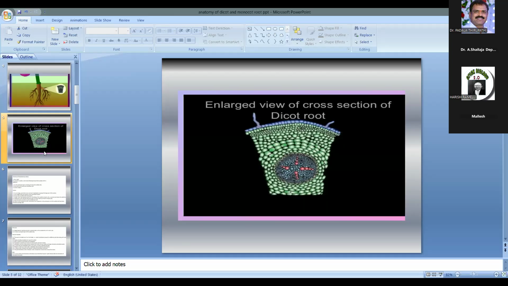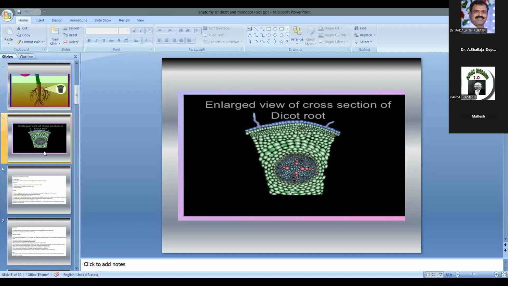Mycorrhizae are the associations of the root and fungi. Usually these are interpreted as symbiotic. They occur widely among woody and herbaceous angiosperms and also in gymnosperms. The roots in some plants may have an association with nitrogen fixing bacteria of the species Rhizobium, which is beneficial to the plant. This association leads to the development of root nodules.